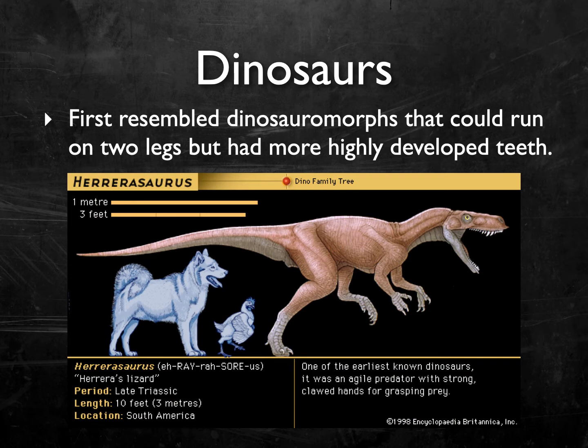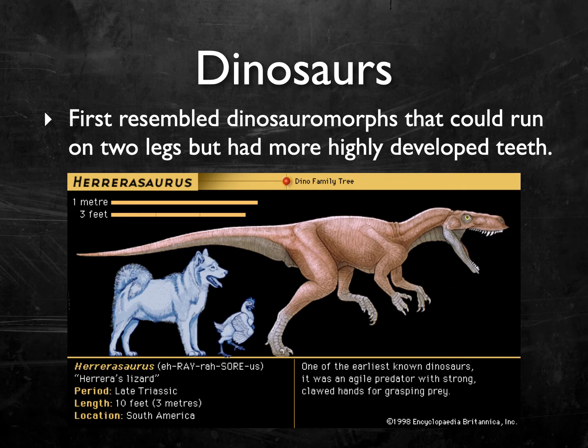Okay, the early dinosaurs first resembled the dinosaur morphs in that they could run on two legs, but they had much more developed teeth than the dinosaur morphs. We've got a picture here to give you an idea. I've got a chicken, which of course is related to this group of dinosaurs that you're looking at here, and a dog there. This is one of the earliest known dinosaurs. It was probably a really agile predator, with strong claws. That thing was a hunter for sure. About 10 feet long, 3 meters, during the late Triassic.